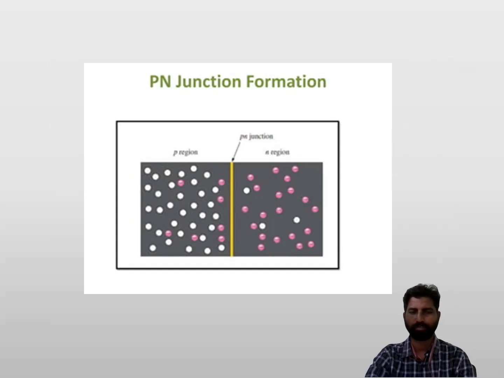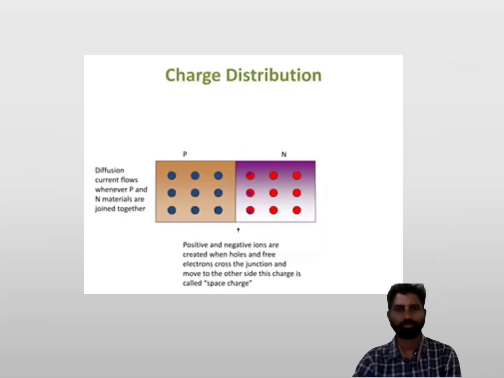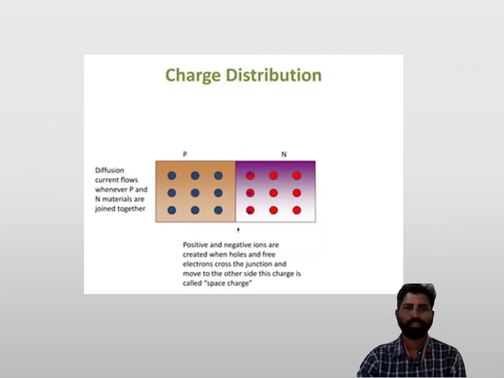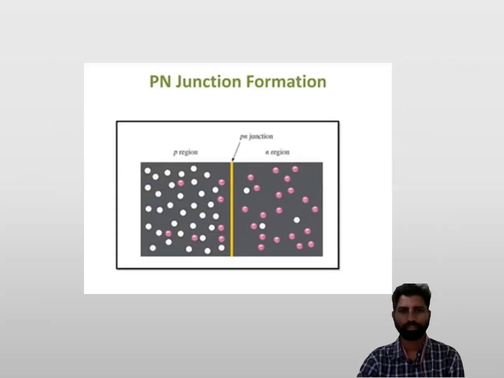Okay, then the similar thing we discussed in the last slide, how the current flows due to the positive and negative ions created from holes and free electrons crossing the junction. Here also the negative charge carriers from the N region and positive charge carriers from the P region will diffuse across the junction, from P region to N region and N region to P region. Let's say one electron is diffused from N region to P region.